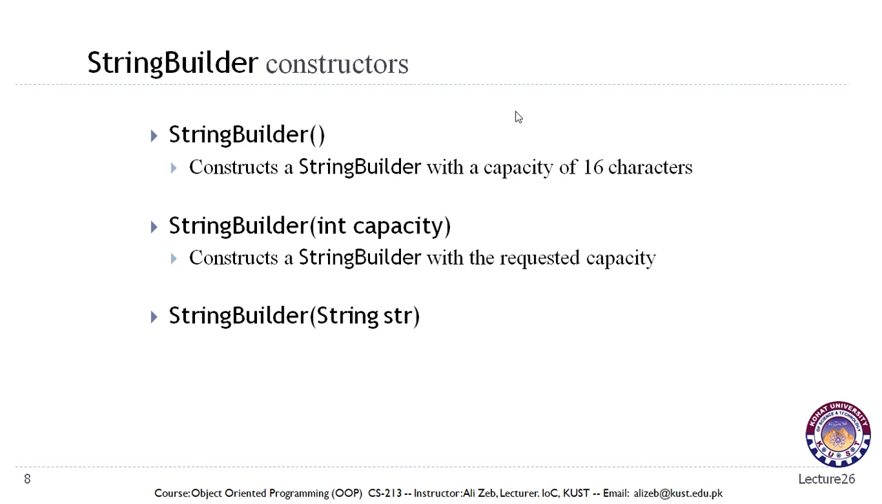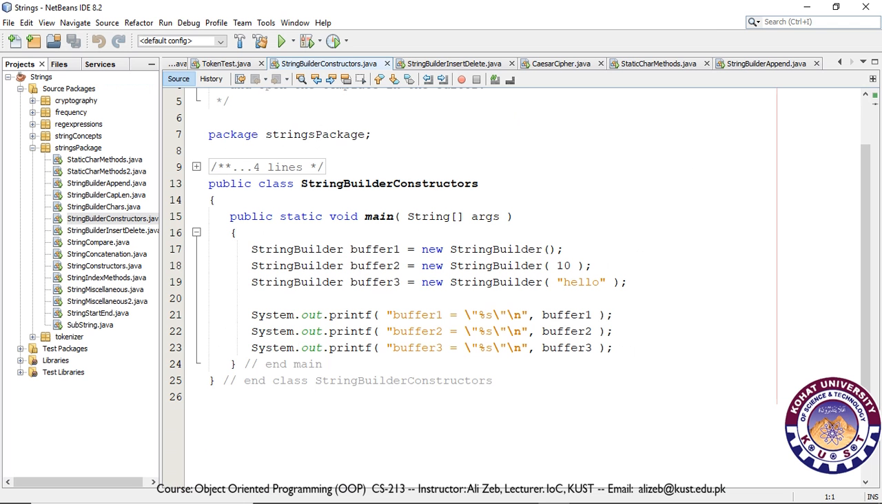Then we can initialize the StringBuilder to a string. It constructs a StringBuilder containing the string str. If you look at the constructors of the StringBuilder, we can see that we have a constructor that takes no parameters, and it will initialize this object to the default capacity, and it is an empty StringBuilder object. This one will initialize the StringBuilder object to a capacity of 10, so it will override the default capacity from 16 to 10, and this one will be initialized to the string hello.